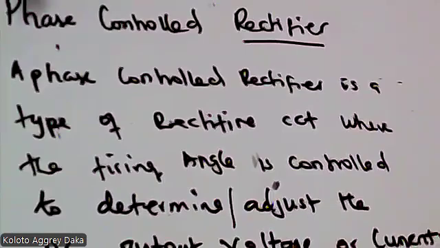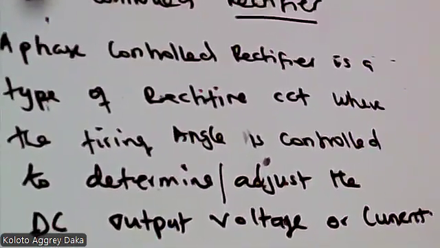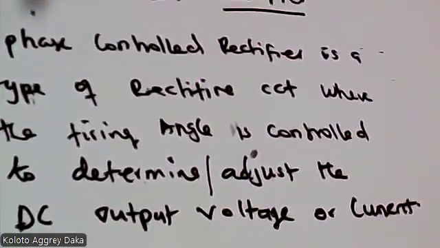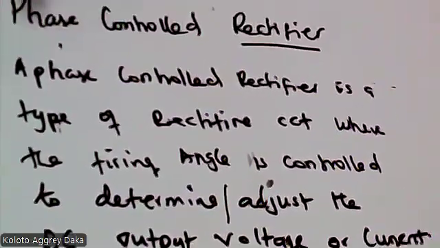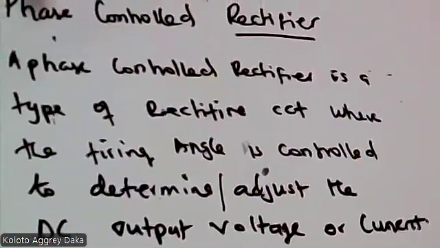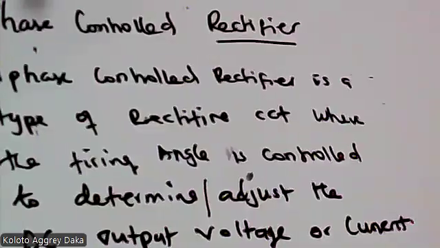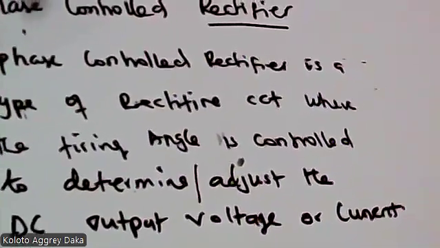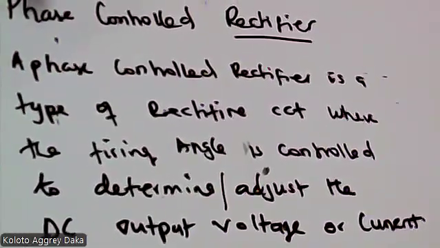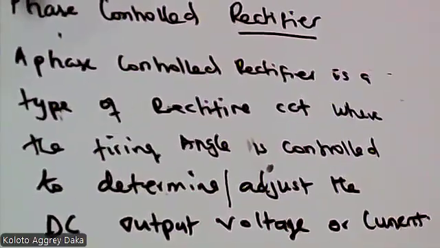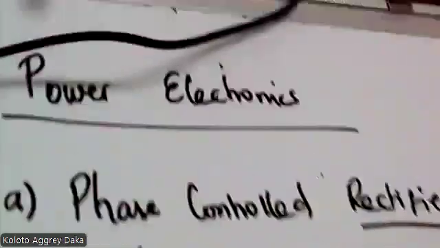A phase controlled rectifier is a type of rectifier circuit where the firing angle is controlled to determine or adjust the DC output voltage or current. Yes, I mean or current. Okay. Is that okay? Yes, sir. Good. Part B.